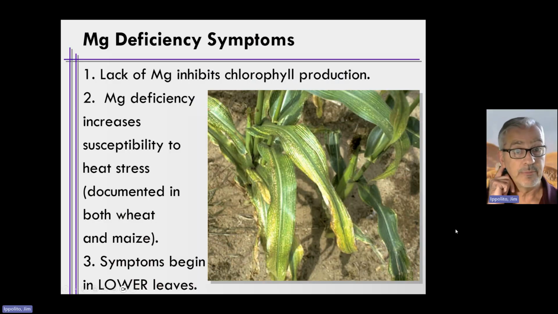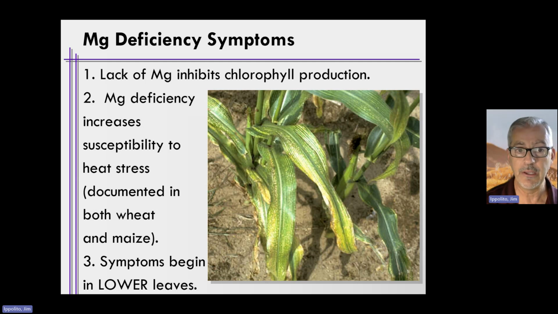Now let's describe in some detail what a magnesium deficiency looks like. We know that magnesium plays a role in chlorophyll production. In fact, it's at the center of the chlorophyll molecule. And so when magnesium is lacking, chlorophyll is lacking, and thus you end up with intervenal chlorosis, like you see in this picture here. We're going to talk about this in a little more detail in the next slide.